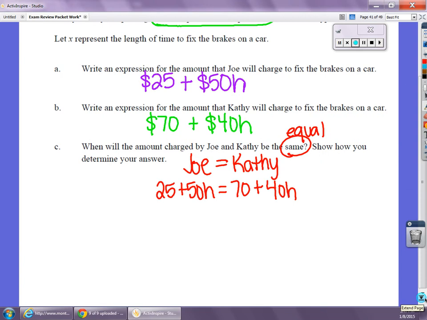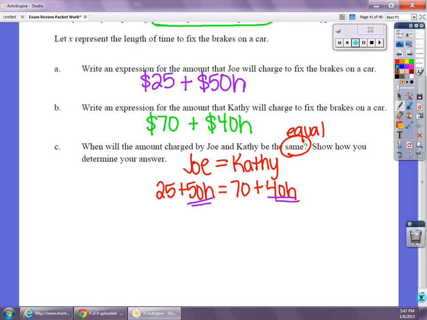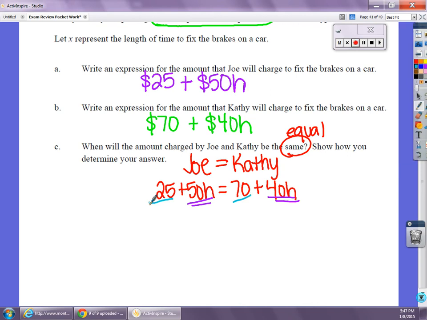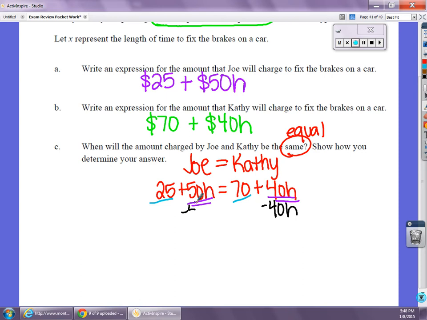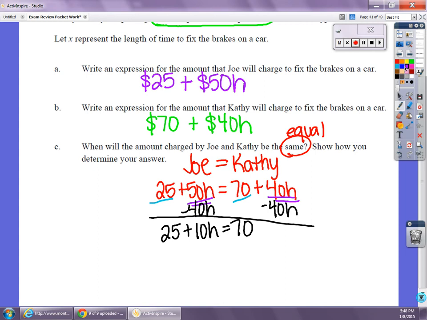Our goal is to get our variables to one side and our numbers to the other side. I'm going to start with the variables. I need to get rid of that 40H. I just picked 40 because it's smaller. Could you subtract 50H from both sides? Sure. I just try to ignore negatives as best as I can. And so in this case, we have 25 plus 10H is equal to 70. So we're done with our variables for now.